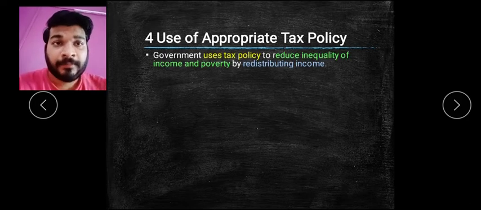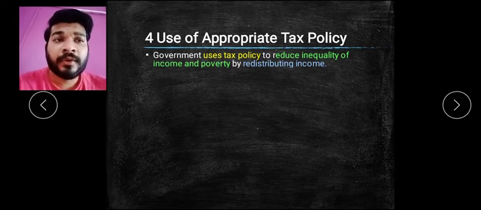Let's see. Here the government uses tax policy. Why does the government make tax policy? First, it uses tax policy to reduce the inequality of income and poverty.